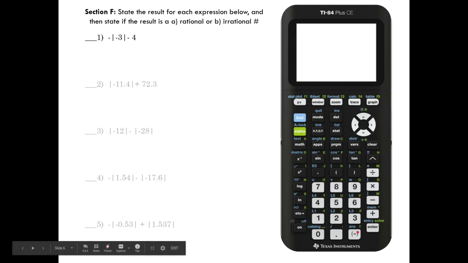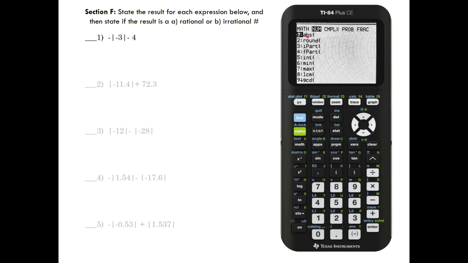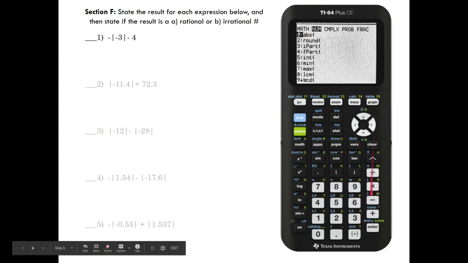So we write negative, and then what we're going to do is you press the math button. Here's math. Then it's going to give you the screen. You go to the right, you click the right button, it gives you NUM. Then it says ABS. ABS is absolute value. You then press enter. So it's math, to the right, and then enter, and you get these two parallel lines.